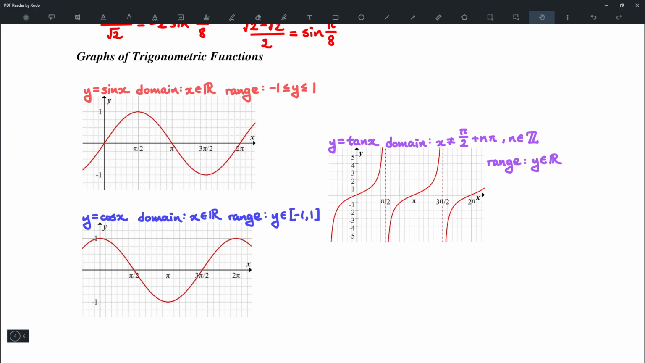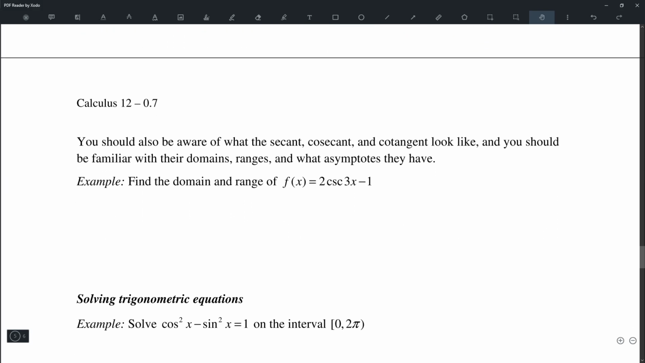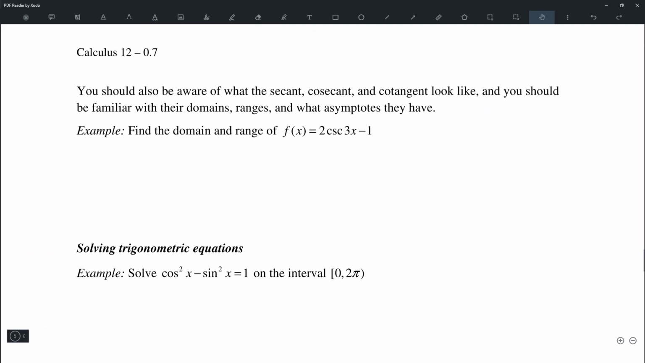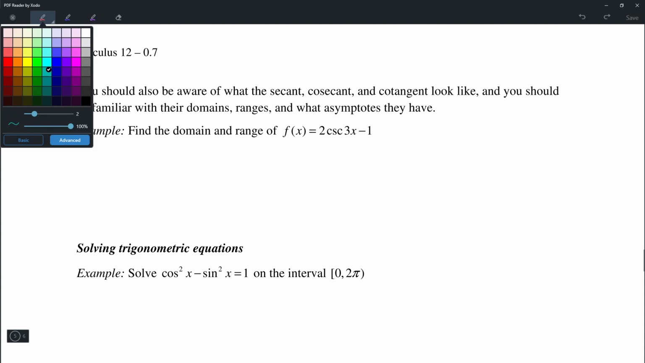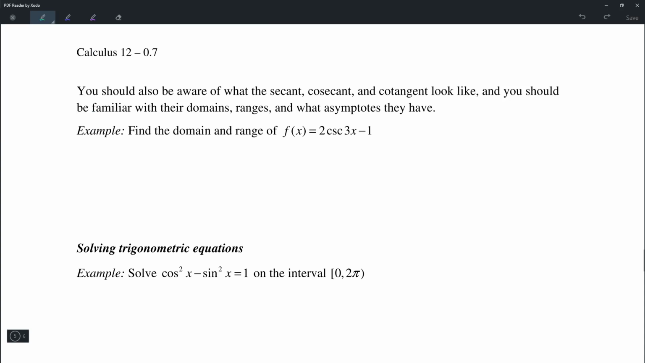Okay, just a couple more examples here. So, just a quick note about the secant, cosecant, and cotangent graphs. We will need to know what they look like a little bit, and we will also have to be able to find the domain and range. So, very quick example here about the domain and range of this cosecant function.